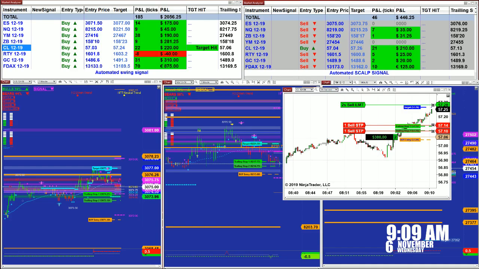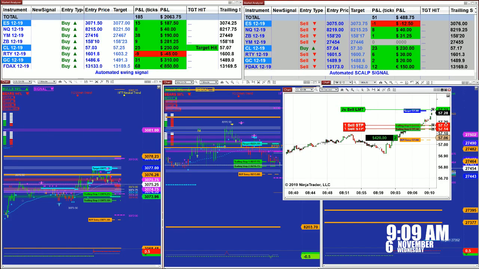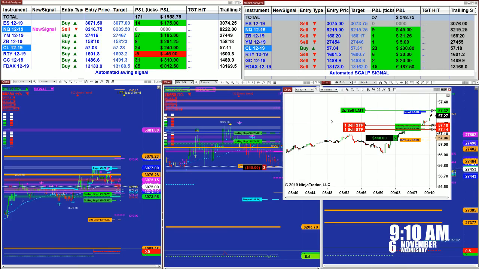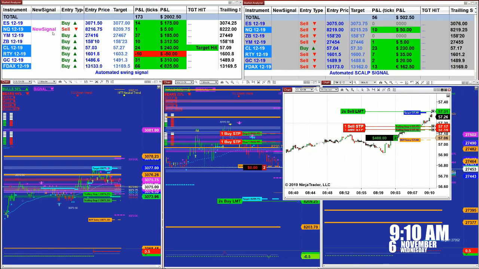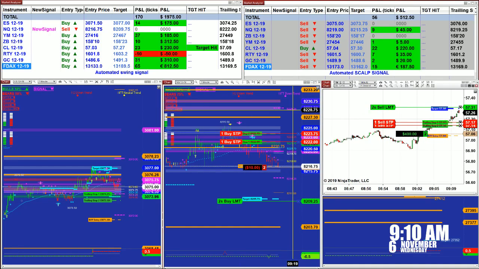Absolutely a beautiful trade on the ES, on the CL scalper. If we look at the scalper CL, it was a buy at 57.04, and then target 57.30, and there we go. It is a beautiful start. We have, by the way, a Nasdaq new signal, sell 82.16, but this is a beautiful trade on the CL today. A very good start, a very nice start.